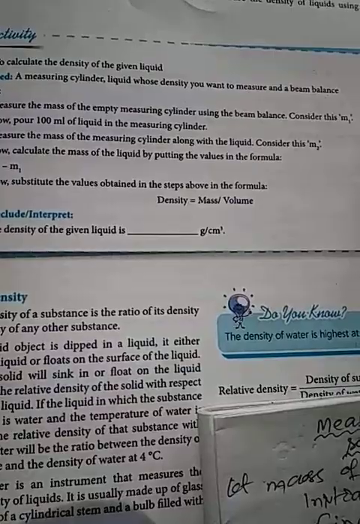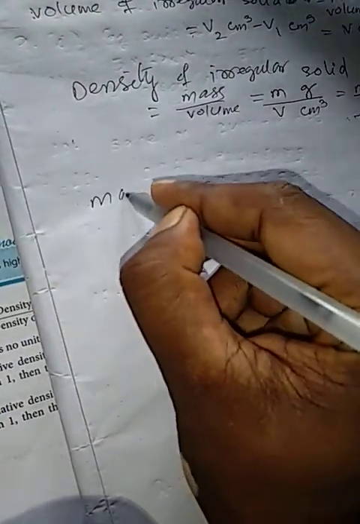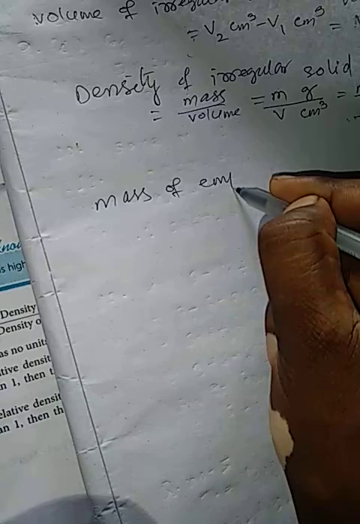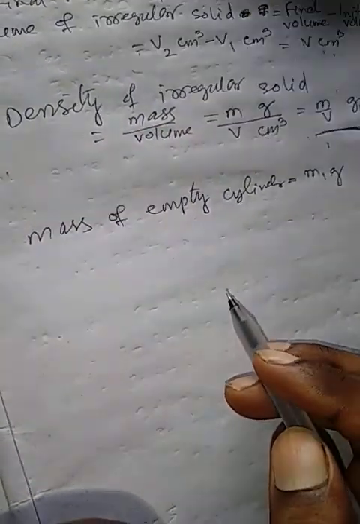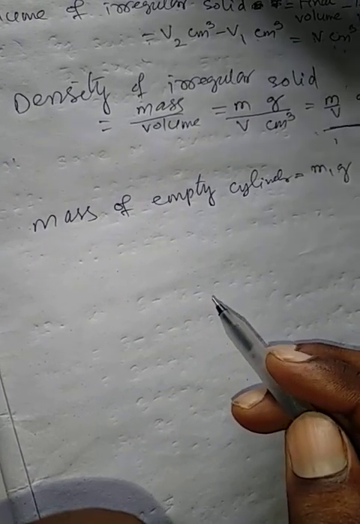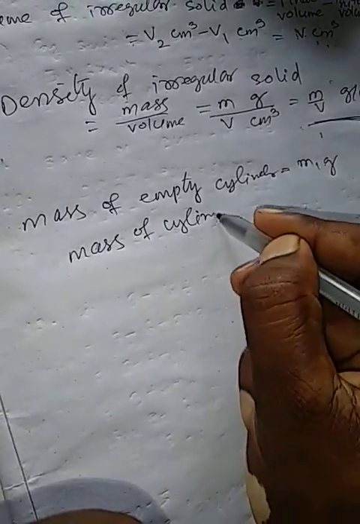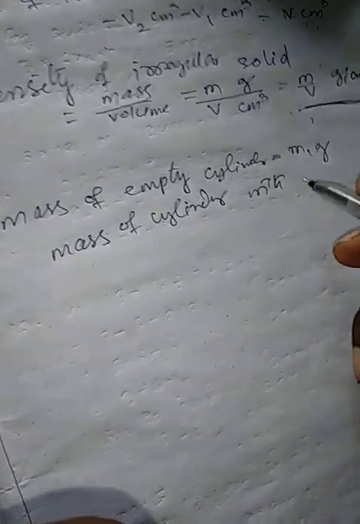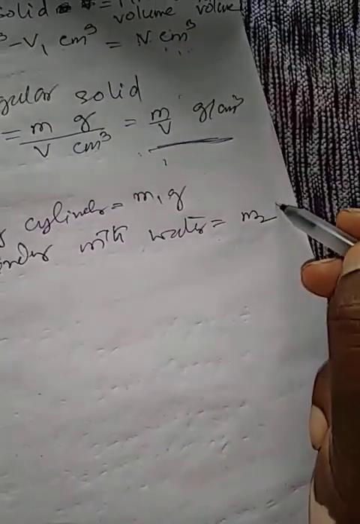First, measure the mass of the empty cylinder using the beam balance, and let the mass of the empty cylinder be m1 gram. Now take 100 ml of liquid in the measuring cylinder, and again measure the mass of the measuring cylinder along with the liquid. Mass of the cylinder with liquid is equal to m2 gram.